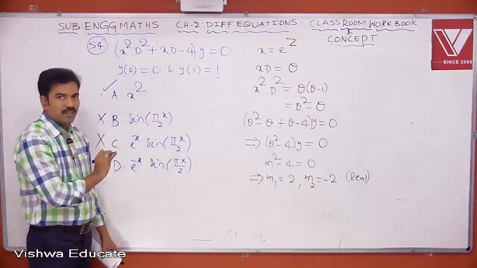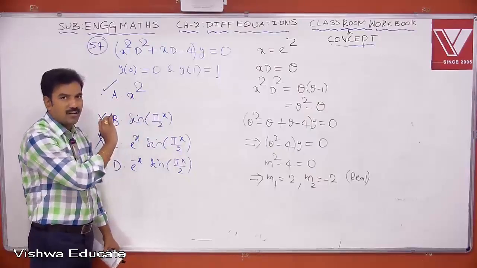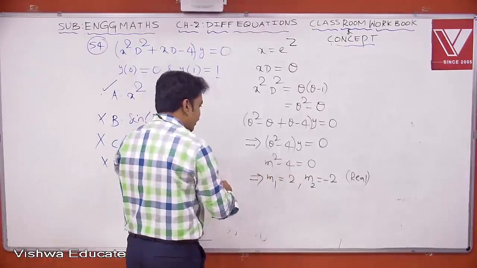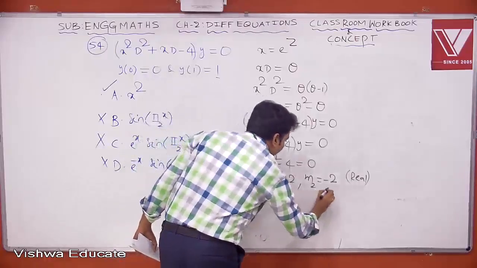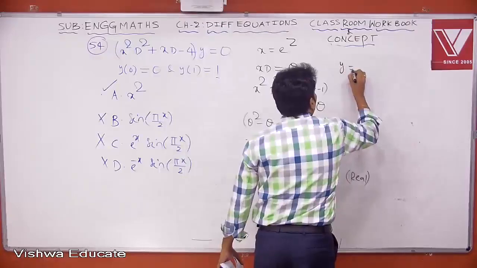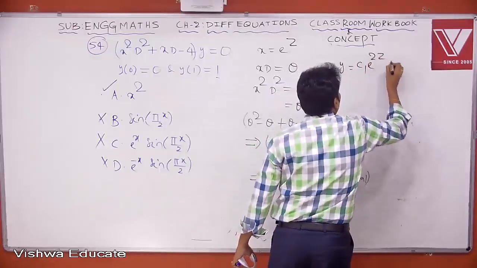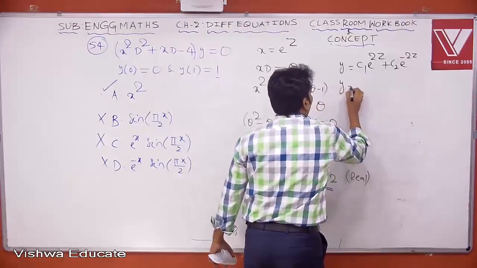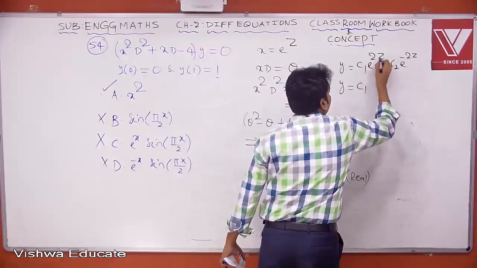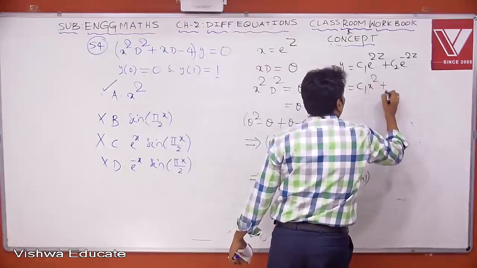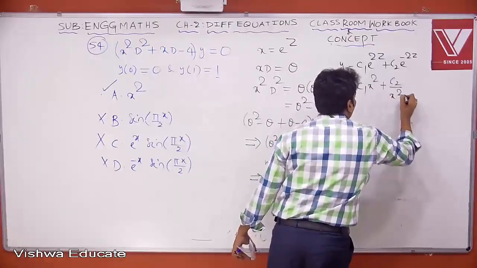So, this is one way. So, directly we are getting x square. If you ask me to get the general solution completely, how to get this? So, here I have 2 and minus 2. Therefore, in this case, y equal to c1 into e power 2z plus c2 into e power minus 2z. Therefore, y equal to c1 into, replace e power z by again x. So, this is c1 x square plus c2 by x square.